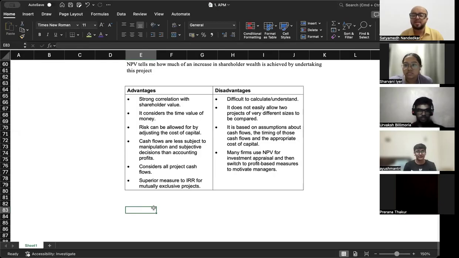For beginners, methods like ROC are okay, because people find it very difficult to understand the concept of time value of money. NPV does not easily allow two projects of very different sizes to be compared. The NPV of a project is an indicator of how much it adds to shareholder wealth. But you should also understand that NPV has to be in relation to something.